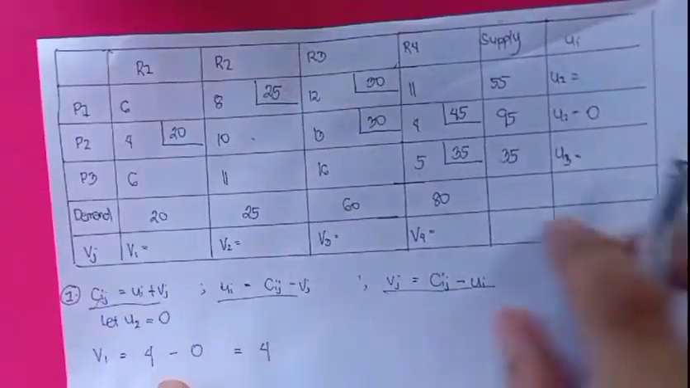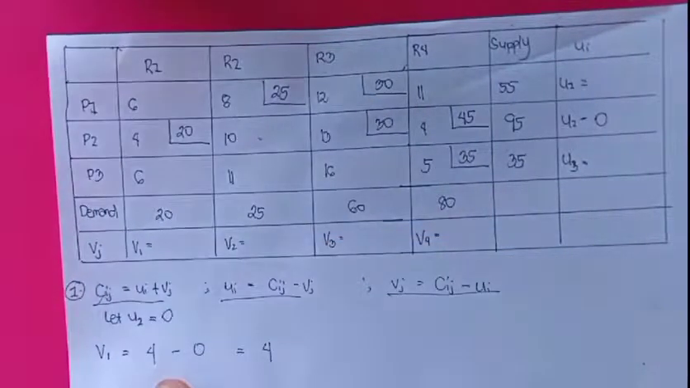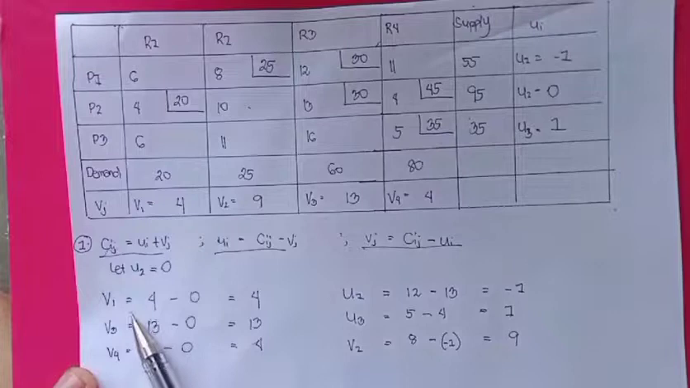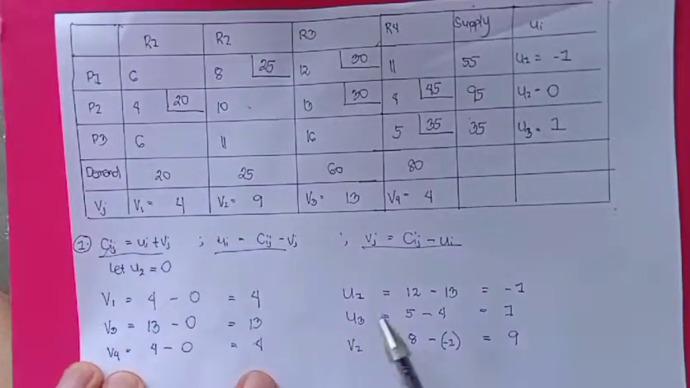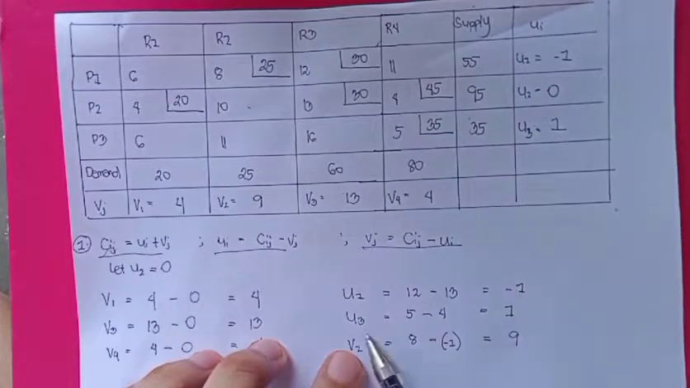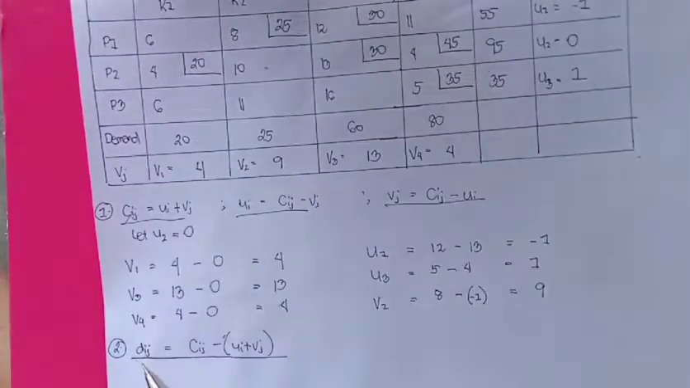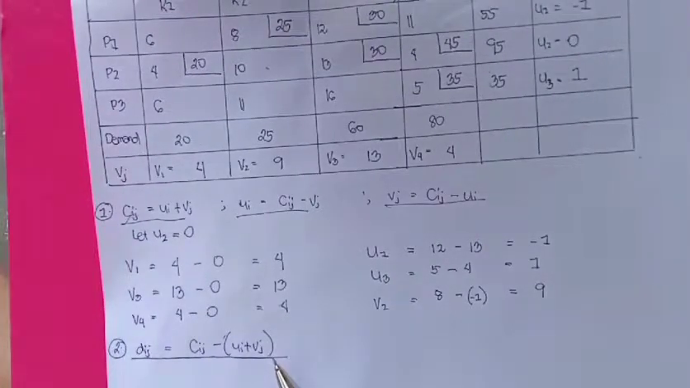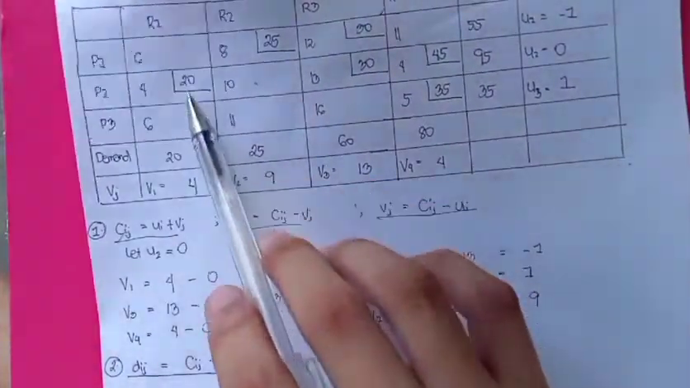So same procedure as before. And we need to focus on allocated cells. Now we have the value for our V3, which is 13. V4 is 4. U1 is negative 1. And U3 is 1. And V2 is equal to 9. Next in step 2, using the formula Dij is equal to Cij minus Ui plus Vj, we need to find out the Dij for all unoccupied cells.